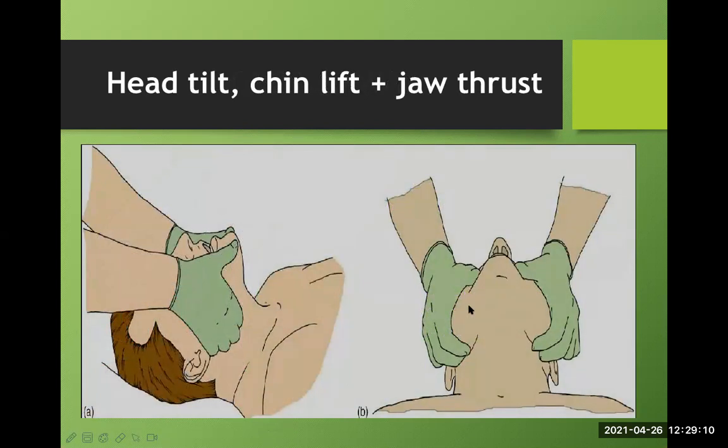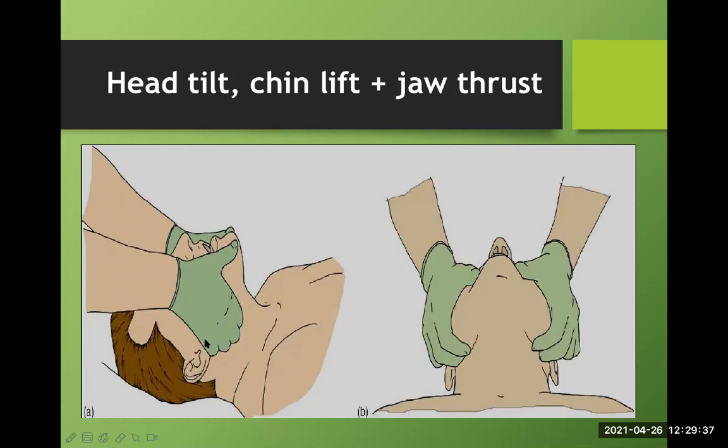Now see this? This is called jaw thrust maneuver along with head tilt and chin lift. Jaw thrust maneuver means you should put your finger on the angle of the mandible and you press there. Okay, press at the angle of the mandible. And if you do that, it will really help the tongue to move forward. This is one extra thing you do.